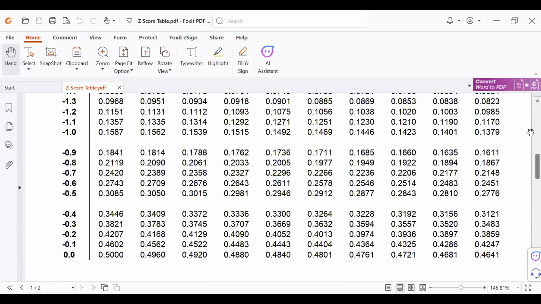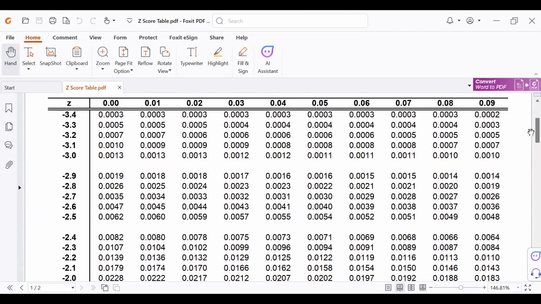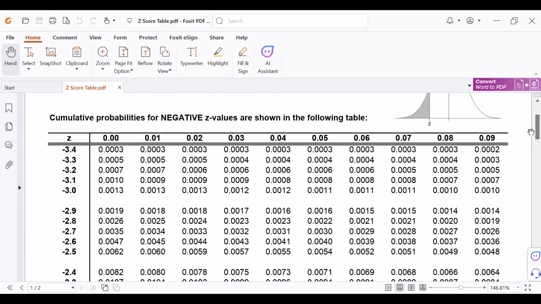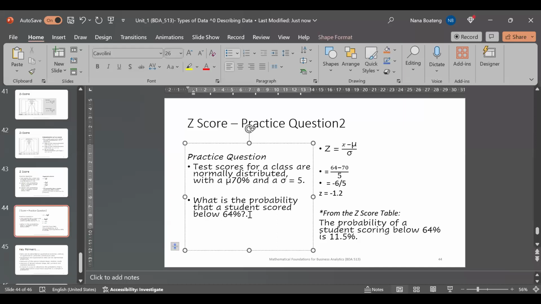Now, somebody asked the question, if it is above. So let's say this one we have. What is the probability that a student scores below 64%? Now, this same question can be asked as: what is the probability that a student scored above 64%?